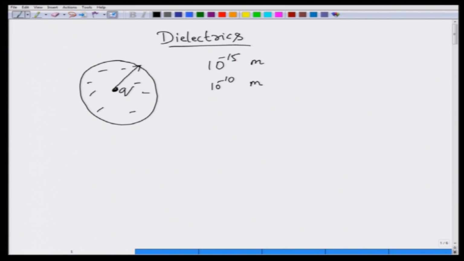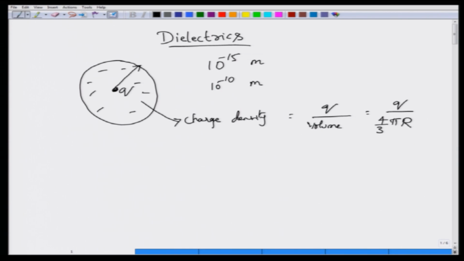uniform charge, uniform electrons, such that the charge density inside is uniform. What is the uniform charge density inside the shell? This is given by the total charge Q divided by the volume of the shell. Assuming spherical shells, simpler to deal with, this will be equal to Q by 4 by 3 pi r cube, where r is the radius of this shell, and this is the volume.